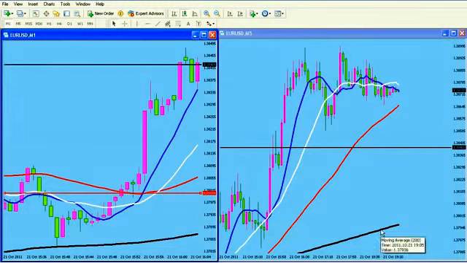My SMAs are my 200, my 50, my 20, and my 10 period. Now once I get the advantage, which is that break and close above the 50 on the 1 minute time frame, then I enter on this candle. Once this candle closes, I put my stop loss under that candle, and I've actually tightened up my stop losses just a little bit.